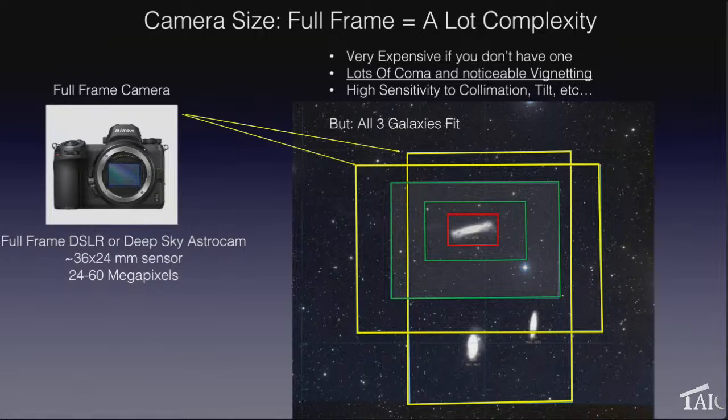And you get high sensitivity to any inaccuracy in your telescope, the collimation, and how flat the camera is, and when you set it into the focuser and so forth. Any kind of tilt or anything, you start to really see it. So everything's got to be perfect for it to look good.